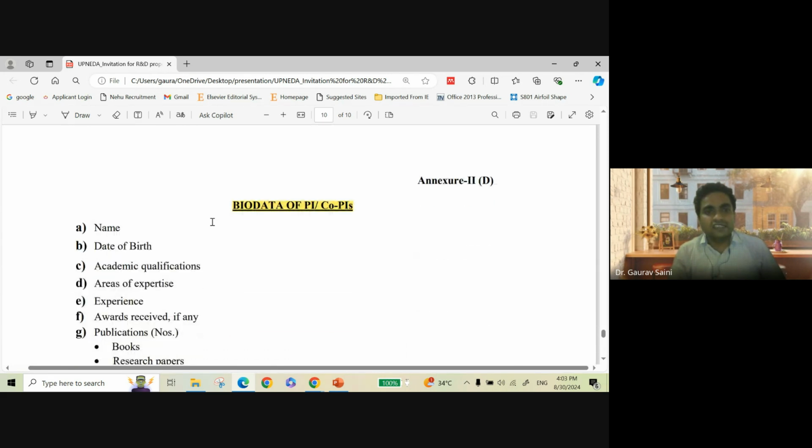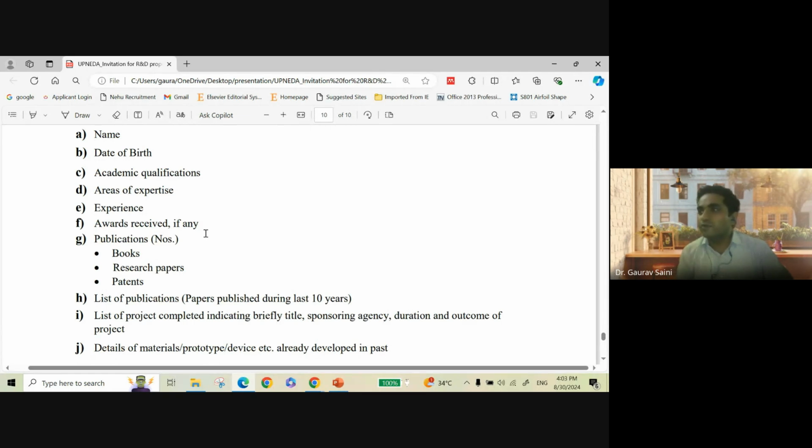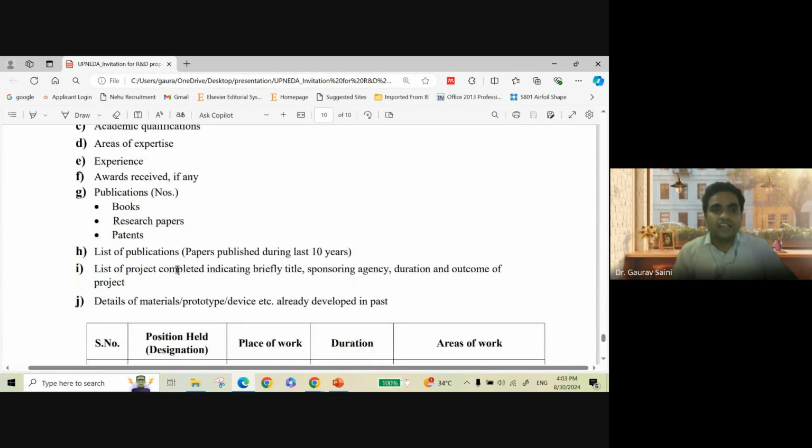So next is the biodata of PI and co-PI. They have also formatted it, so they will not require other information. The things which are required are your name, your date of birth, which basically gives how much experience you may have, academic qualification, whether you are properly qualified, area of expertise, whether it is falling within the priorities of the funding agencies or not, and experience, awards, publications, that may be books, research papers, and patents, and a list of publications, maybe from the last 10 years. You may have 20 years of experience, but they need only 10 years. So that is basically their requirement.